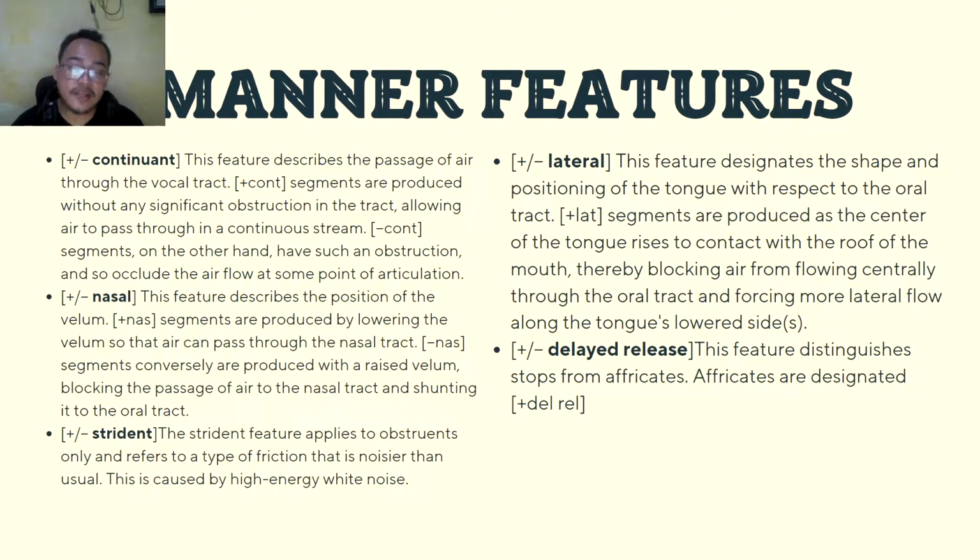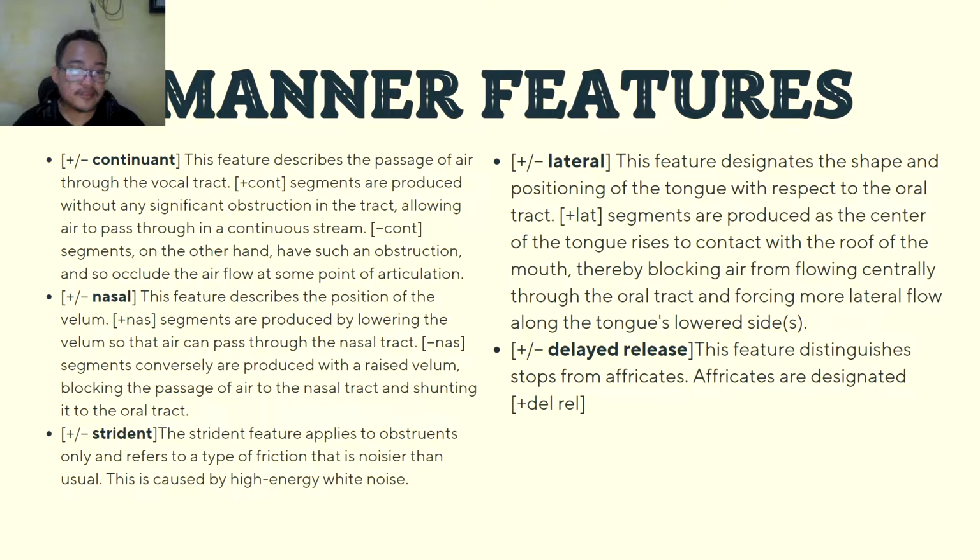The second one is nasal. This one describes the position of the velum. The plus nasal are produced by lowering the velum so that air can pass through the nasal tract. Meanwhile, the minus one is raising the velum, blocking the passage of the air to the nasal tract. The third one is strident. Strident feature applies to obstruent only and refers to a type of friction that is noisier than usual. This is caused usually by high energy white noise.